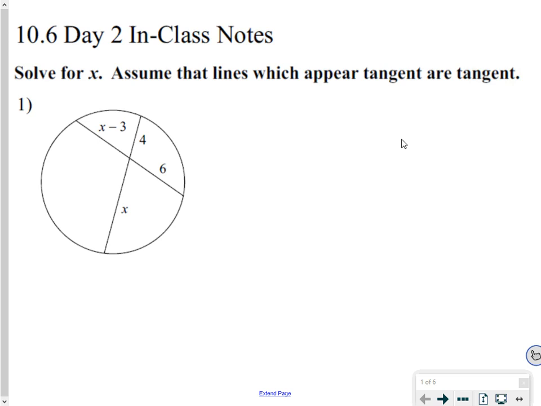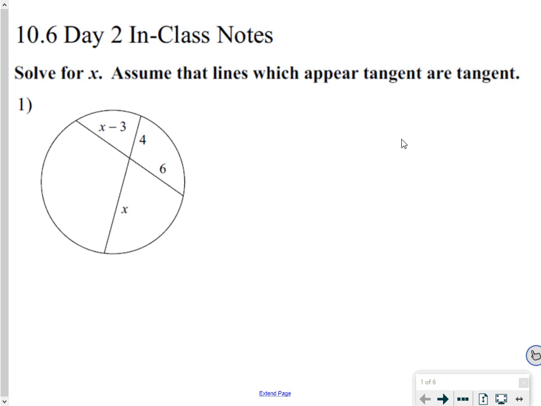Today we're going to review some simple problems in section 10.6, which is about segment lengths in and around a circle. I've set aside 6 problems: 2 where chords intersect inside a circle, 2 where two secants intersect outside of the circle, and 2 where a tangent and a secant intersect outside the circle.